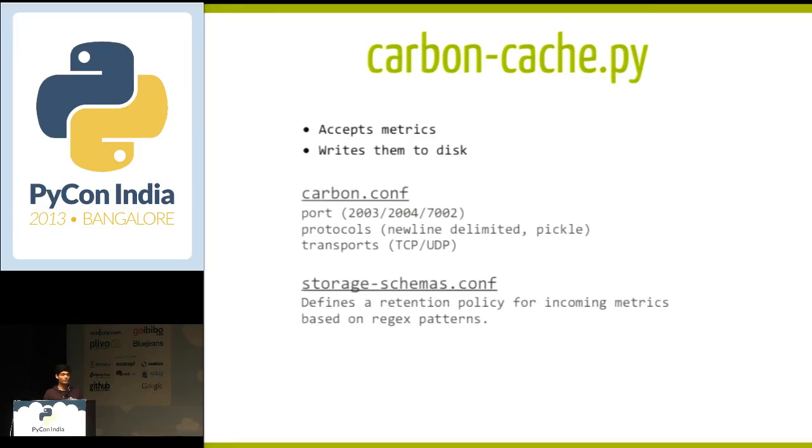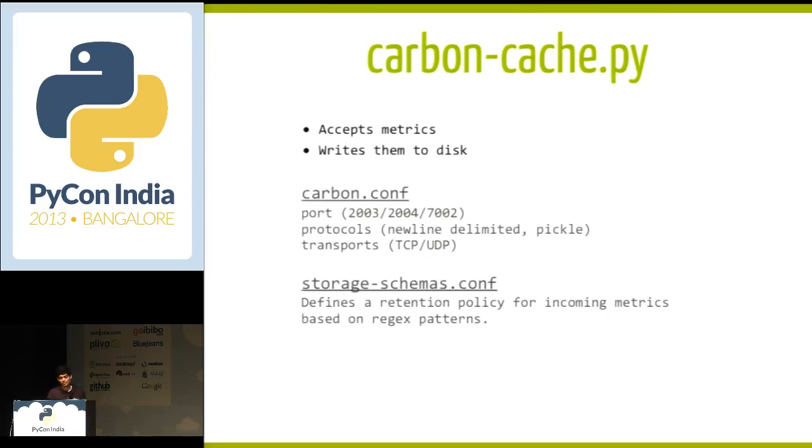Carbon Cache works in the background, and it does a pretty good job of saving the data which it receives to disk, and it does it pretty efficiently. It actually stores it in RAM first, and then based on the configuration files, it writes them to disk.